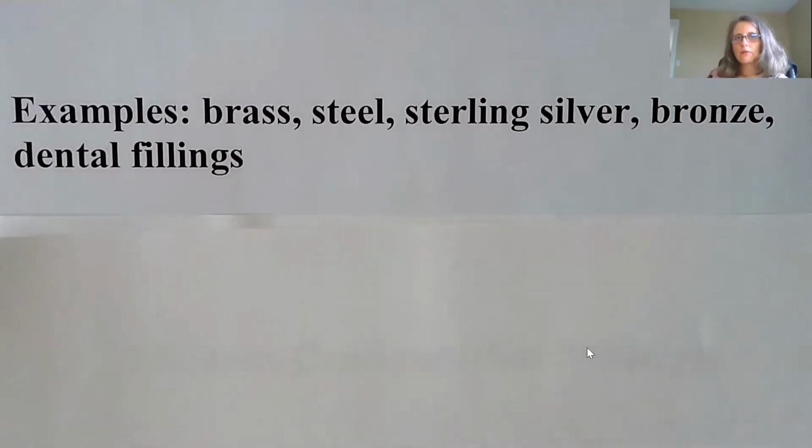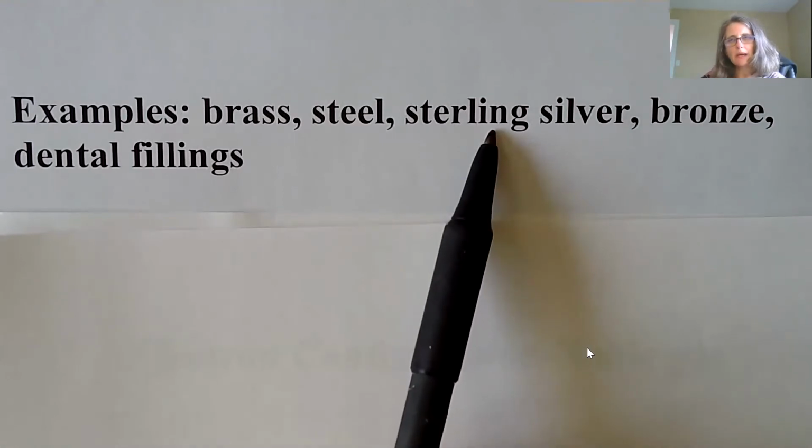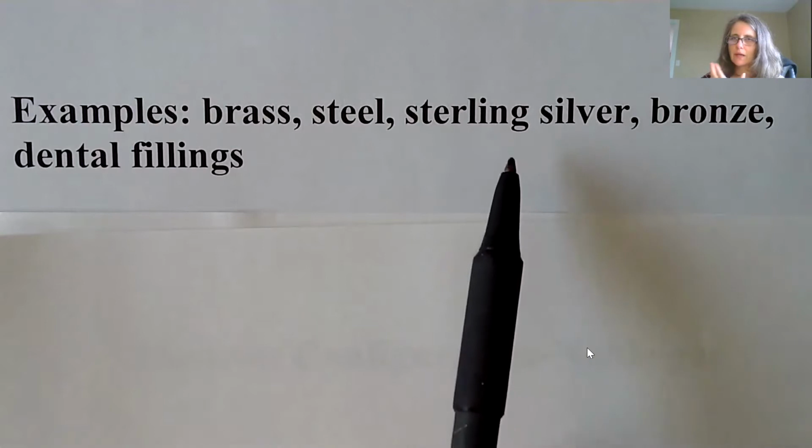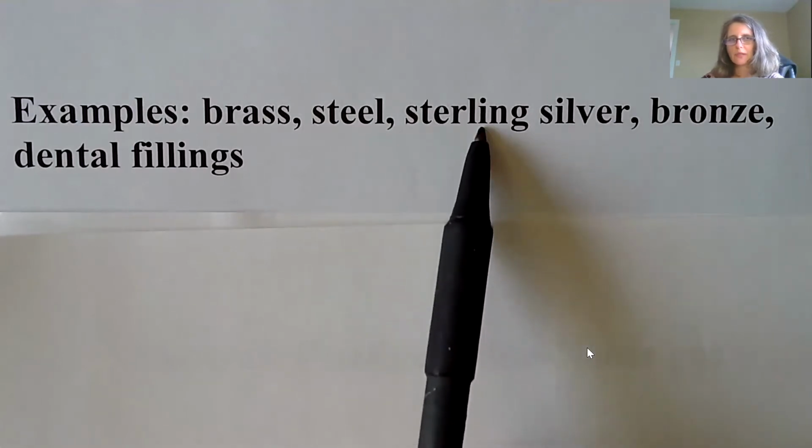So if you think of your everyday life, you might have some ideas in your head of some alloys. We have brass and bronze that we just saw, steel, and there are different kinds of steel. But you also have sterling silver. Maybe you have some flatware, some utensils at home that might be sterling silver.